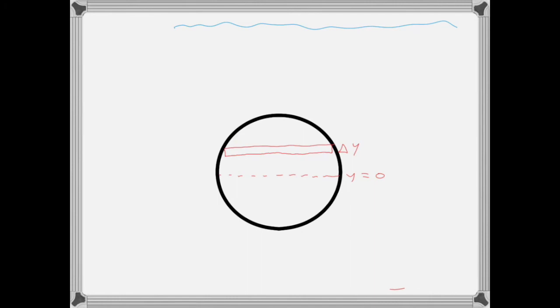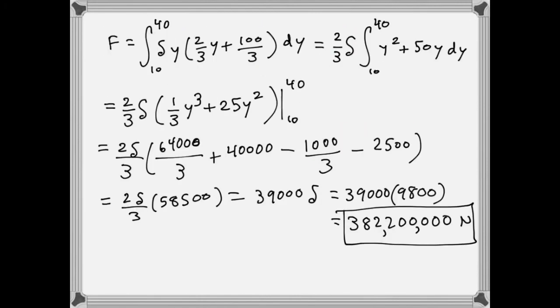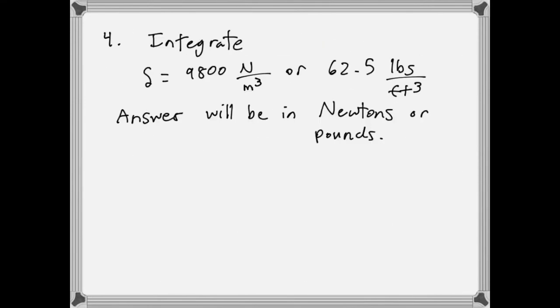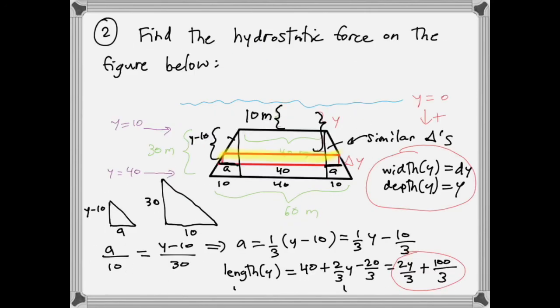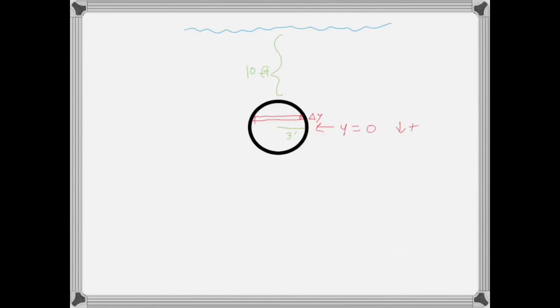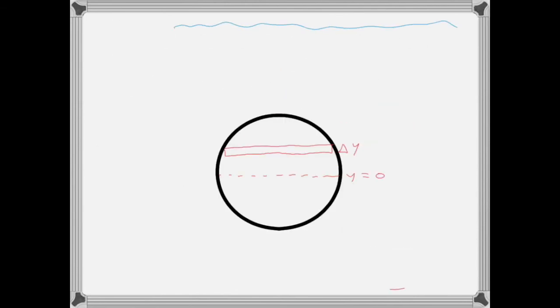So when I set up my steps earlier, and let me go back to my steps here, what I said is this: the distance from y equals 0 to a general rectangle is always y. And we're used to that being the top, but in this case it's the center of the circle, and so I know that this distance right here is y. Okay?